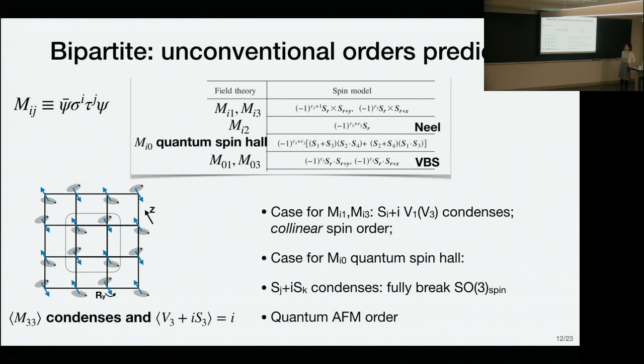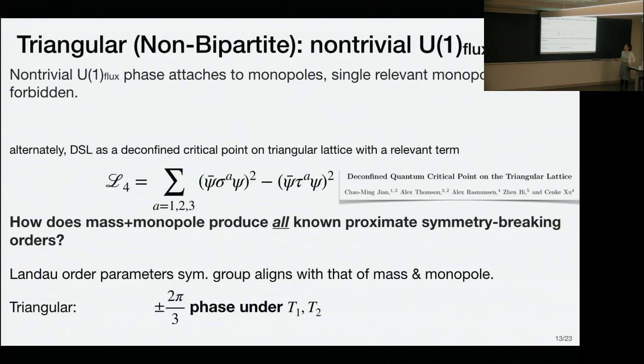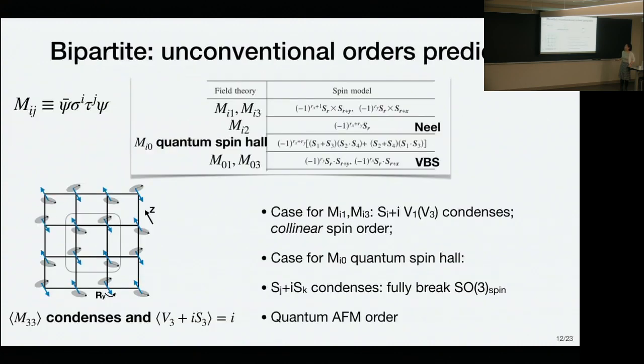And for the quantum spin Hall mass, we find that it will result in a state that fully breaks all the SO3 spin rotation symmetry, because the spin rotation around the I direction preserved by the mass is further broken by the monopole that gets condensed.